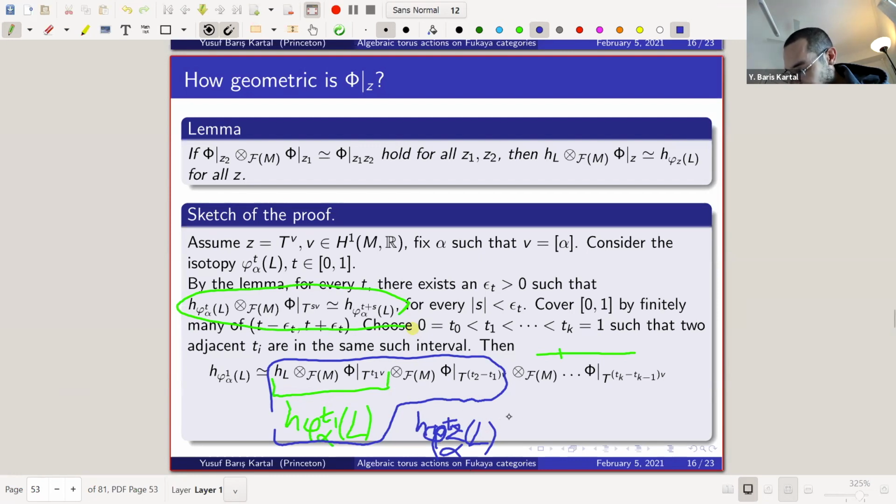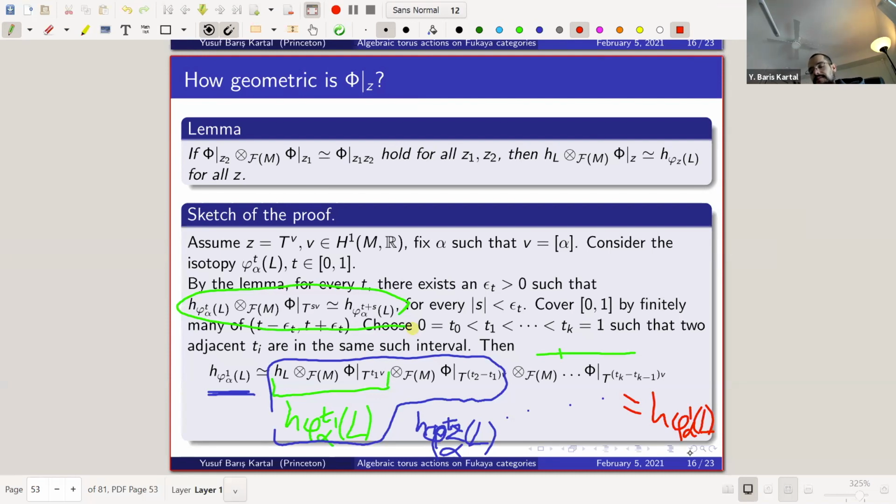Okay, and you can apply this iteratively to get this relation here. In the end you will get h of phi alpha 1. This doesn't require any of the assumptions. It's not completely true, but you can't always write h of phi alpha 1 as a convolution of h of L with a single quasi-functor, single correspondence, whatever language you prefer.